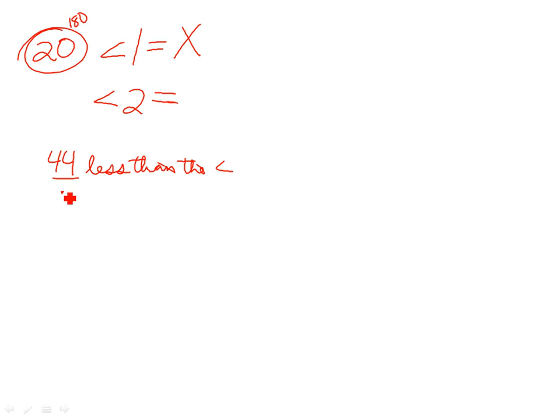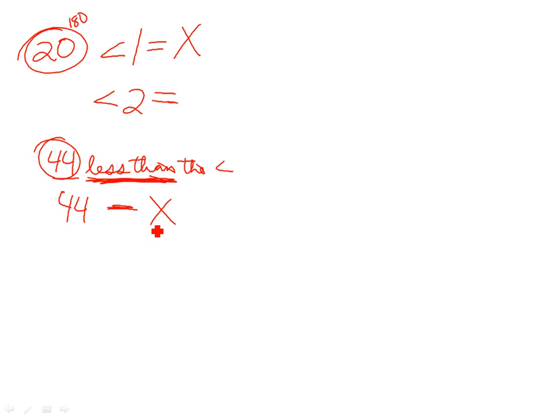Nobody knows what 44 tells you to write down mathematically? You see 44, what do you write down? Less than. How do we translate less than? Negative. Minus. All right. What's our angle?